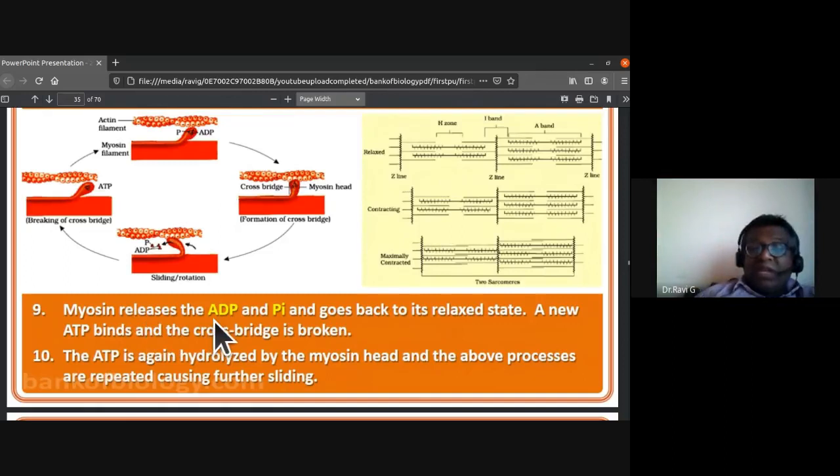Now the myosin releases the ADP and inorganic phosphate and goes back to its relaxed state. A new ATP binds and the cross bridge is broken. The ATP is again hydrolyzed by the myosin head and the above process is repeated, causing further sliding.